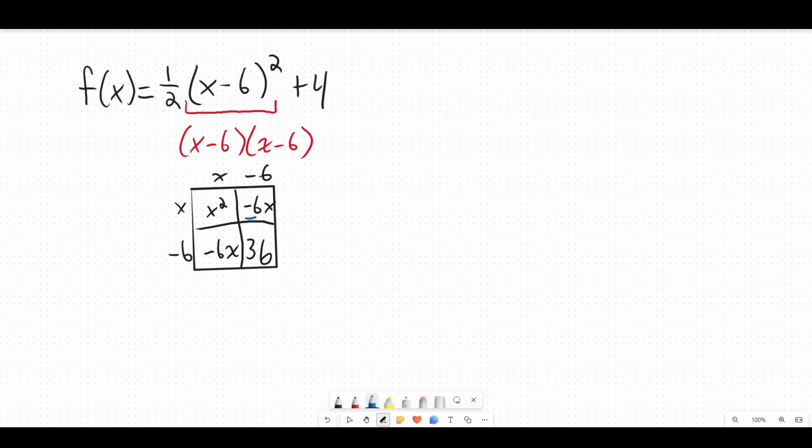Do I have any like terms? If you said yes, you're correct. There is this negative 6x and this negative 6x, because they both have an x. So from here, I'm going to put this in parentheses and combine my like terms. So I'm going to say x squared minus 12x plus 36. Again, why did I put this in parentheses? Because I'm not done. I finished with my exponent. I expanded this, but I still have two parts of my problem. I still have the 1/2 and the plus 4. The 1/2 was multiplied in front, so I'm going to stick it in front. This plus 4 was at the very end, so I'm going to put this plus 4 at the very end.